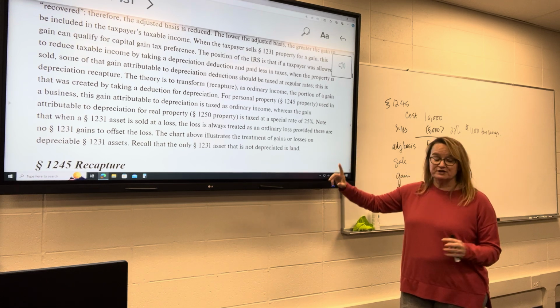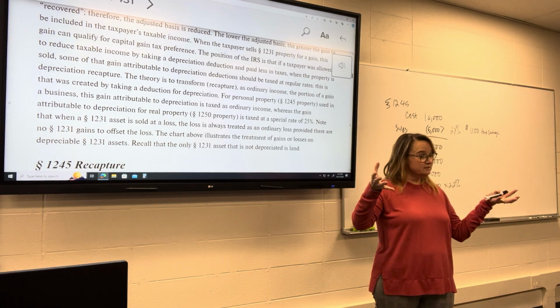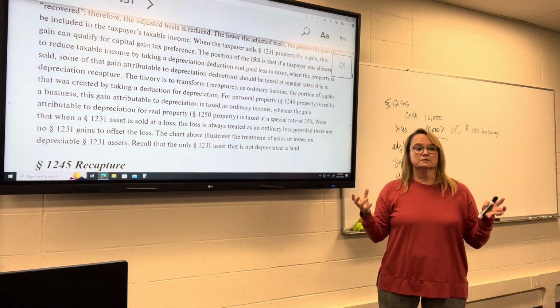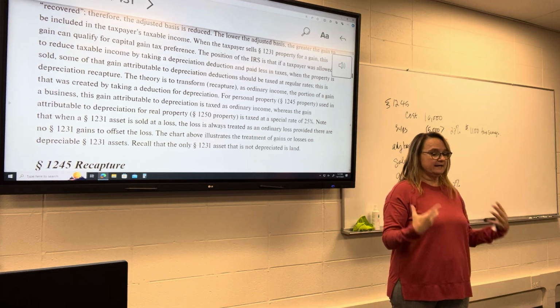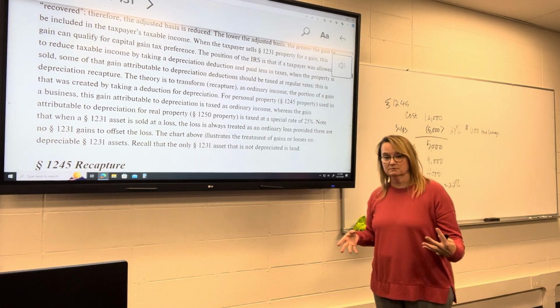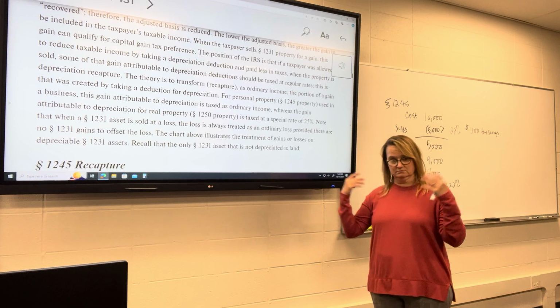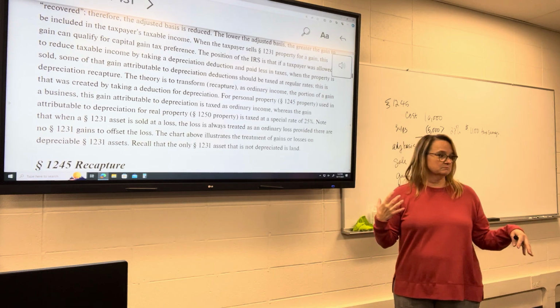Losses are special though. Losses are all ordinary. So any loss is going to offset ordinary income. It's not a capital loss, and there's no limit to it. So it can offset all the rest of your income, right?